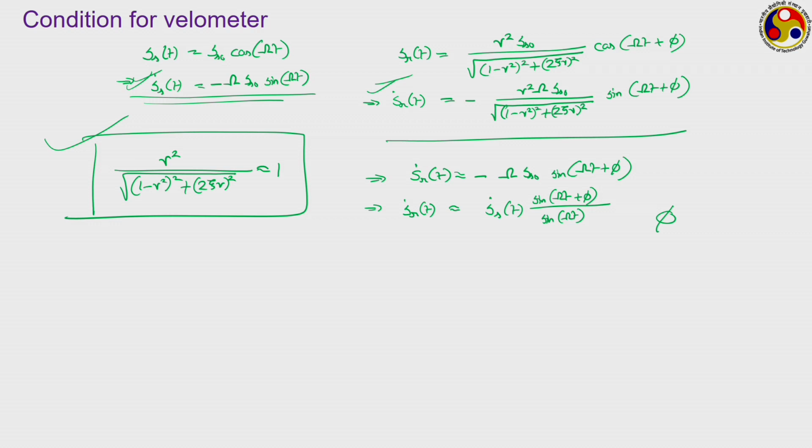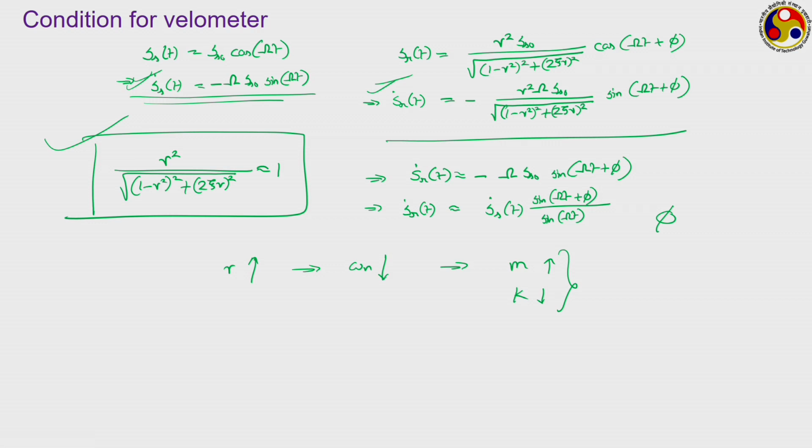The same condition has to be applied if we want to operate this as a velometer, that is this r has to be very high. r can be high when omega n is quite small, and omega n can be quite small only when the mass is large or k is small or preferably both combined. So, whatever is the condition for a vibrometer, the same is the condition for a velometer.